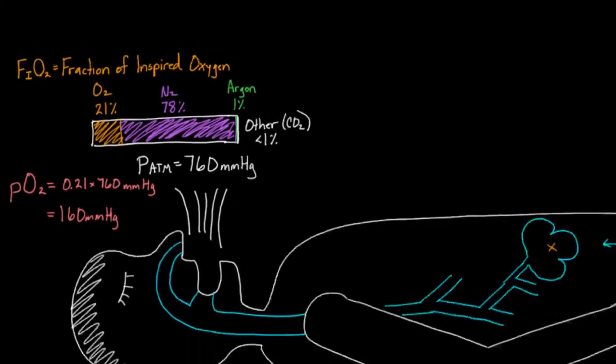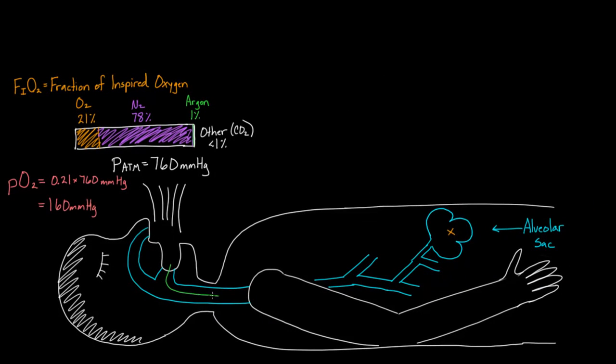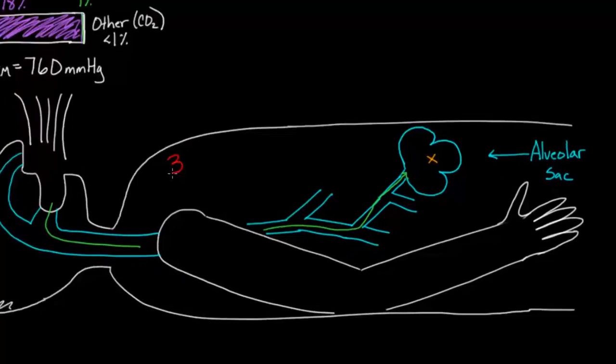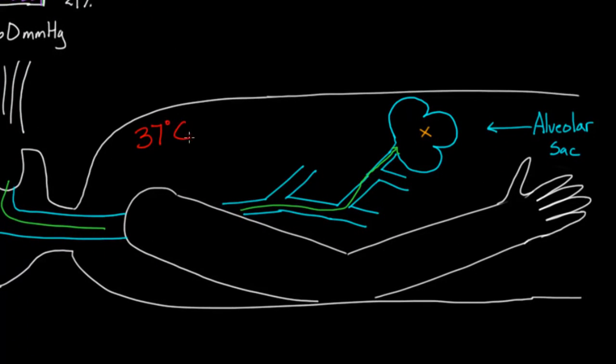Now, that oxygen goes down in his lungs, and it goes through his trachea and into all the little bronchioles and down into the alveolar sac. And on the way over there, an interesting thing happens. The body temperature here is 37 degrees Celsius, right? He's got a normal body temperature.